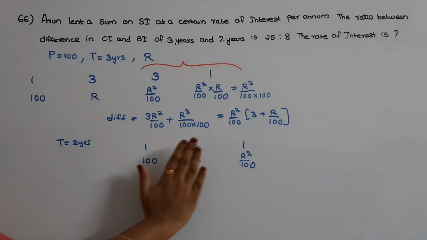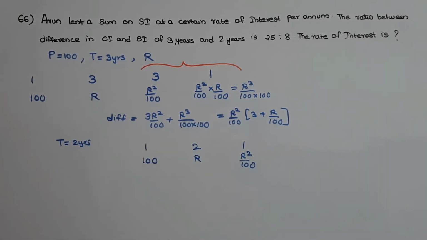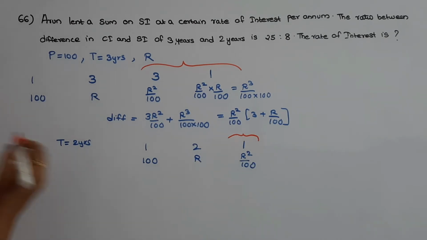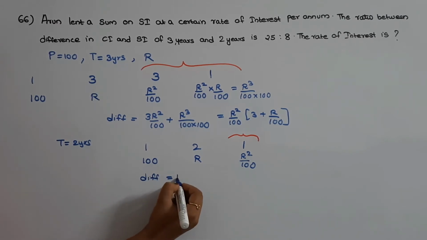Now this part is for simple interest and the whole part after this principal is for compound interest. Hence what will be the difference between simple interest and compound interest? This part will be the difference between simple interest and compound interest. Hence difference is equal to r square by 100.